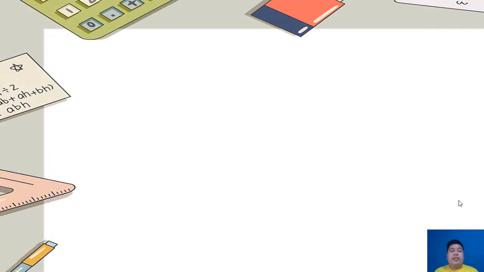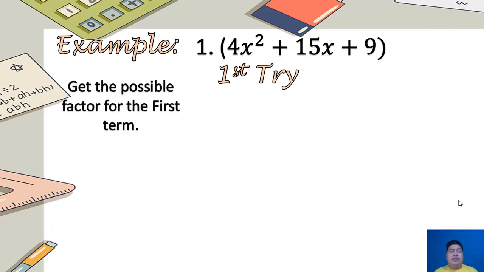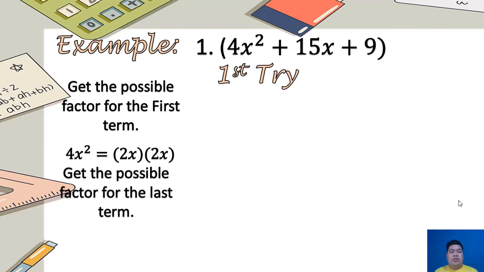Okay, now class, let's try to have some examples. In example number 1, we have the given 4x squared plus 15x plus 9. In our first try, remember, in getting the factor of this trinomial, we have the trial and error. Our first step is to get the possible factor for the first term. We have the first term 4x squared. The possible factor here is 2x and 2x. Now the next step is to get the possible factor for the last term. The possible factor for 9, we have 3 and 3.